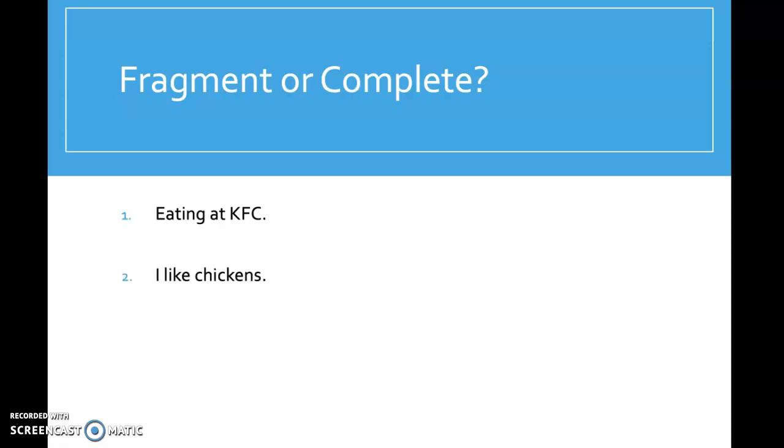That is a fragment. I like chickens. Fragment or complete? It's complete. It has a subject and it has a verb. I like. The black dog peed on the hydrant. Is that a fragment or is it complete?